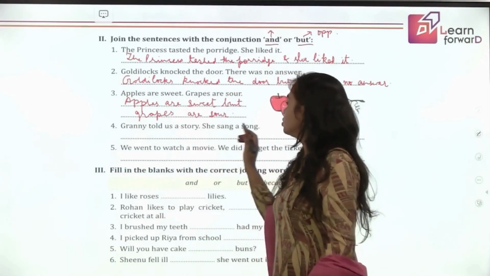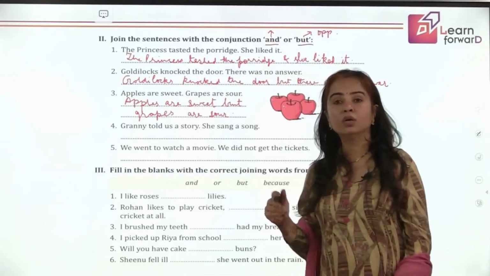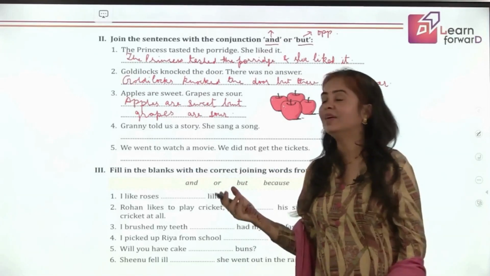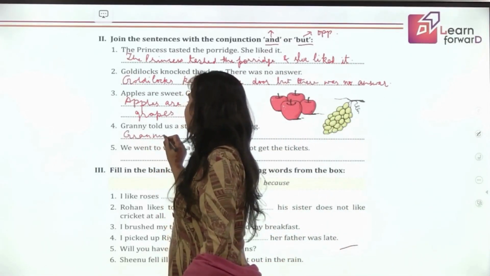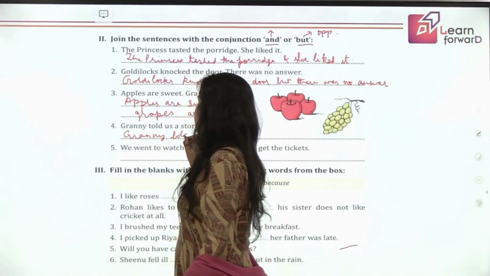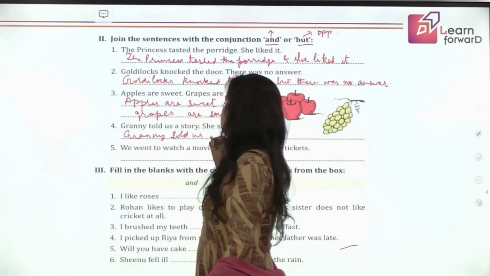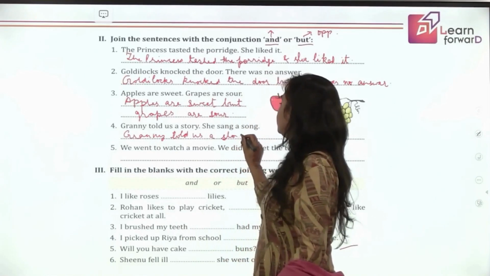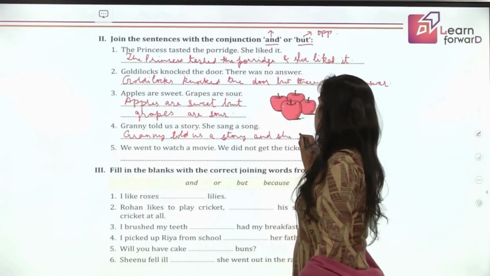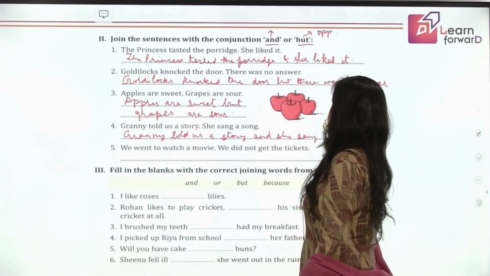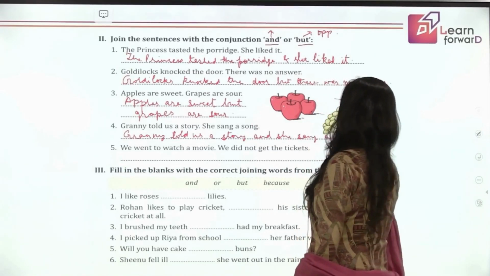Next, Granny told us a story. She sang a song. Oh, she did both for you? Yes. So, we will use and. Very good. Granny told us a story and she sang a song. Last one you'll be doing yourself.